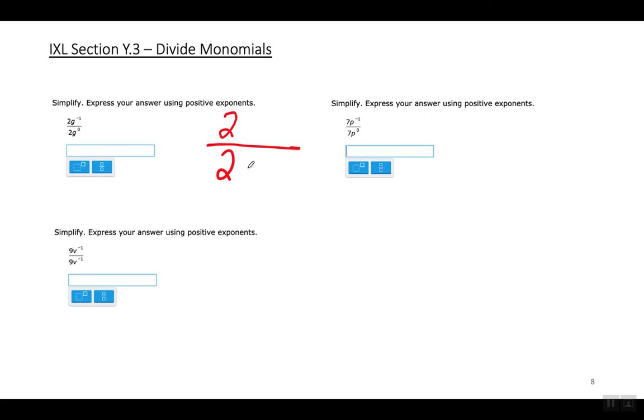What if, instead of writing it like that, I get rid of the negative exponent by putting the g to the first power right here, okay? So the 2 divided by 2 cancels out and you get 1. On the bottom, g to the 0 power times g to the first power, add their exponents and you get g to the first power. So you get the same answer that way.